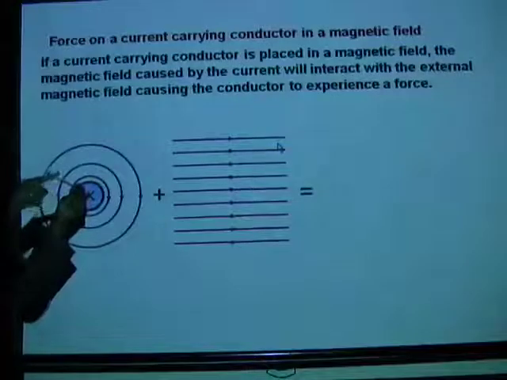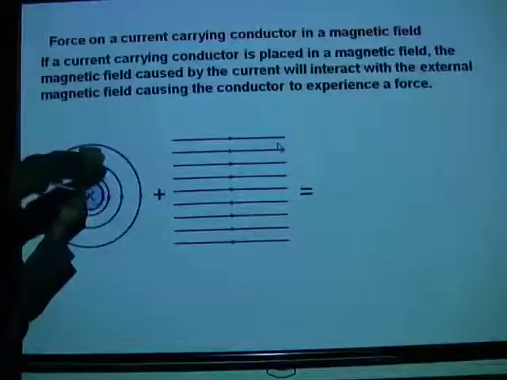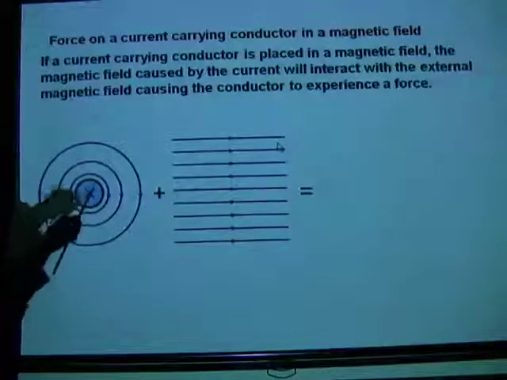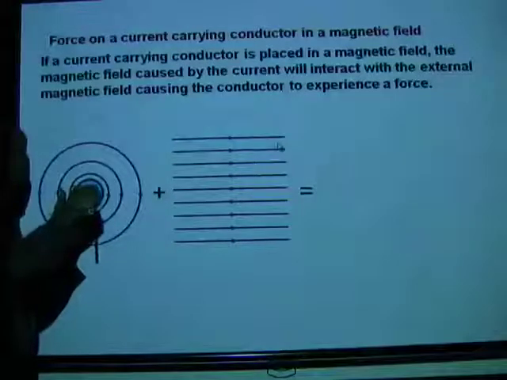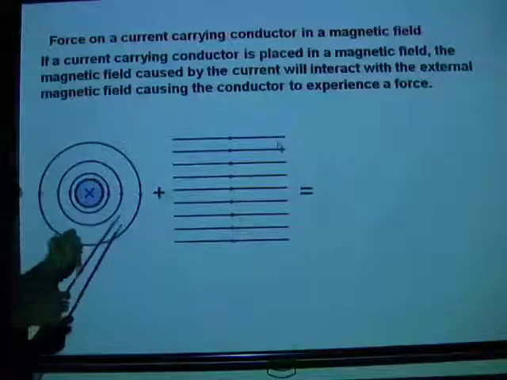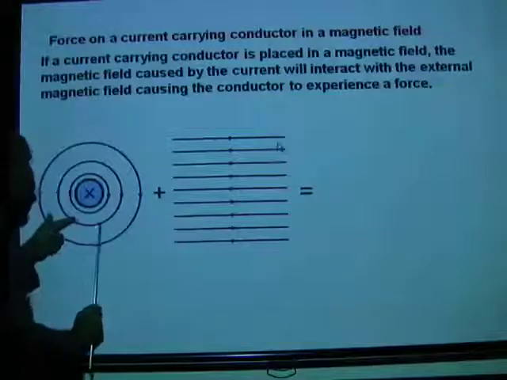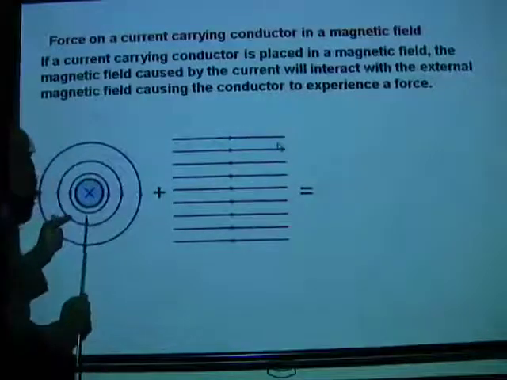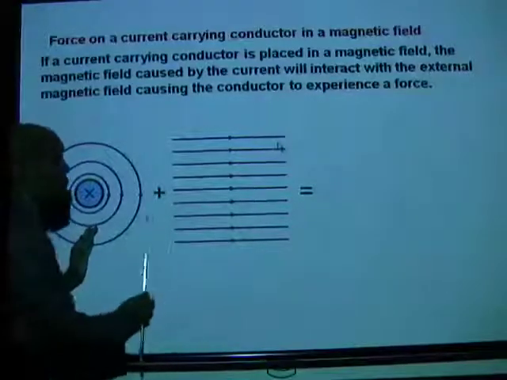If this is the conductor coming out of the board, and the current goes into the board, the field is down to the right and up to the left. So this is the magnetic field due to the current in a conductor, and this is the magnetic field due to a magnet. That means this conductor is placed in this field, so these two fields will interact. Now what kind of interaction will happen? The direction of the field here will be from right to left. That means in this region, the field of the magnet and the field of the current are opposite. That means the two fields are almost going to cancel.